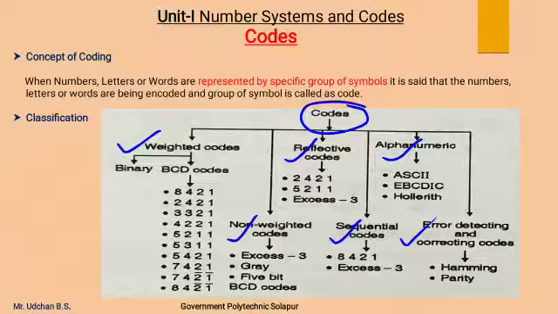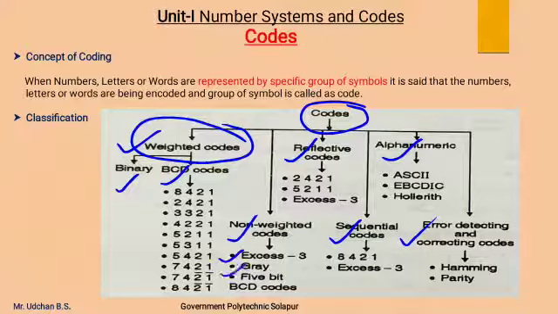Now in this unit we are going to see only binary codes and BCD codes from weighted codes, and in non-weighted codes we are going to study only XS3 codes and gray codes. From these we have already learned what binary codes are and how a binary number can be represented. Now we will see one by one: BCD codes, XS3 codes and gray codes.